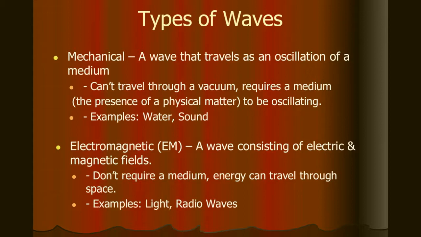An electromagnetic wave is a wave that consists of electric and magnetic fields, and they don't require a medium. The energy can travel through space. Examples of these include light and radio waves.